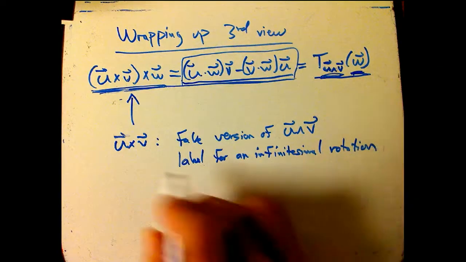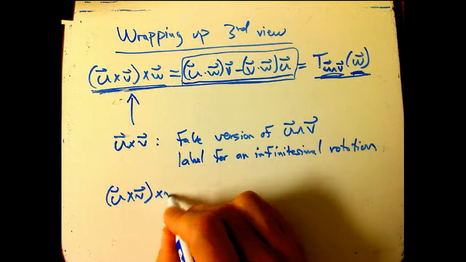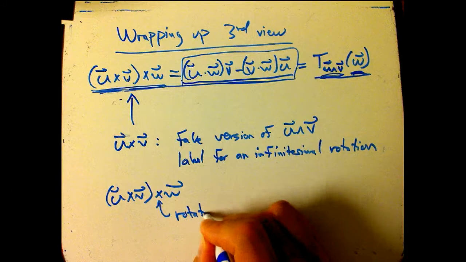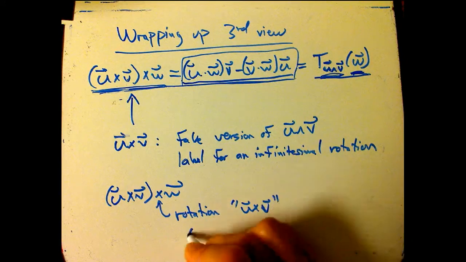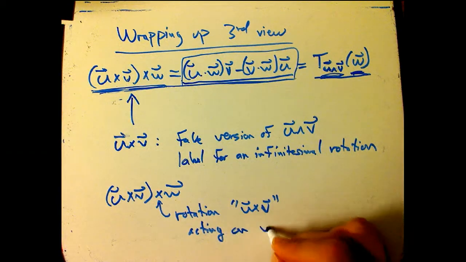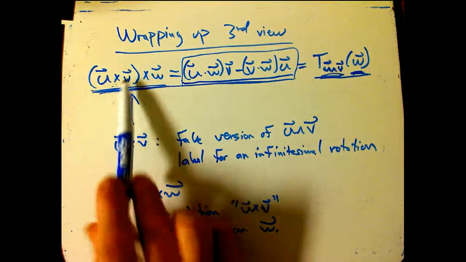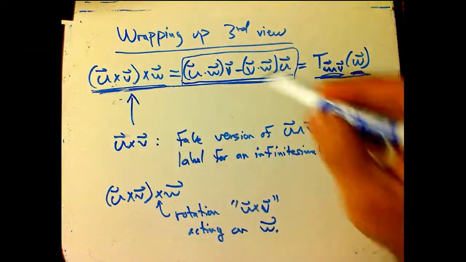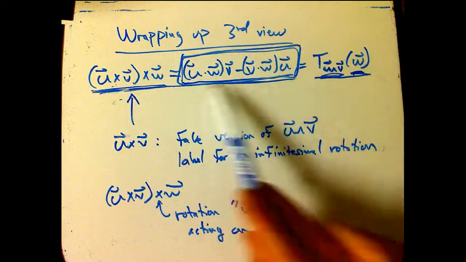Then, when you take the u cross v, and then you cross it with w, that's really that rotation put into action: the rotation labeled by the u cross v, again an infinitesimal rotation, acting on the vector w. So that's two very different roles for the cross: setting up a rotation and actually letting that rotation act. If you combine them together, then you get this, which is a very, very natural way to talk about rotations, and it works in any dimension.